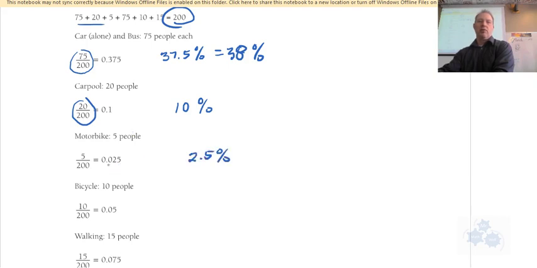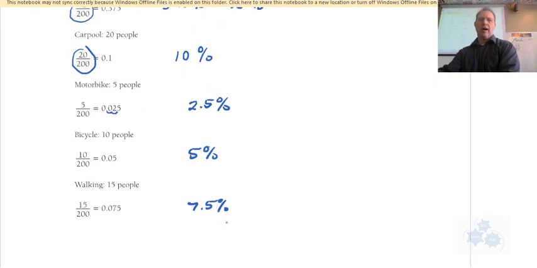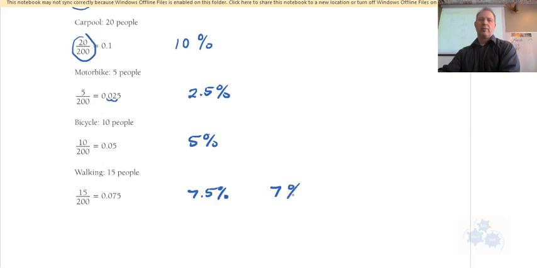2.5%. Move that decimal place over 2 times to get percent. And so 0.05 is 5%. 0.075 is 7.5%, which we should round. Well, we rounded the other one up at 0.5, so let's do this one down. What about the 2.5? Let's round that one up too.